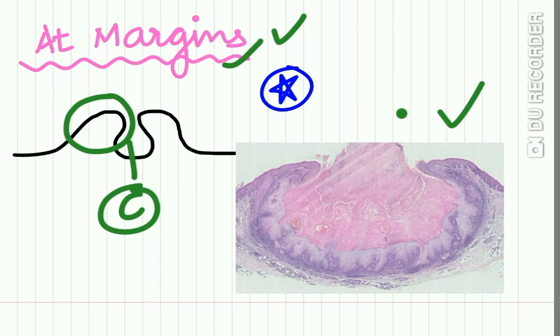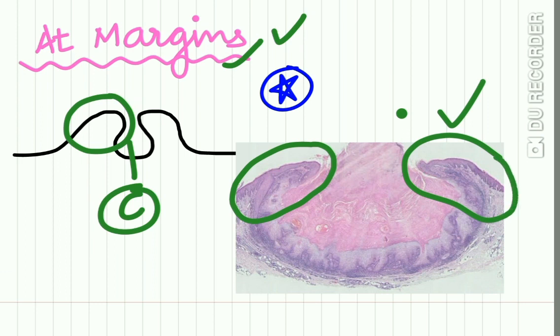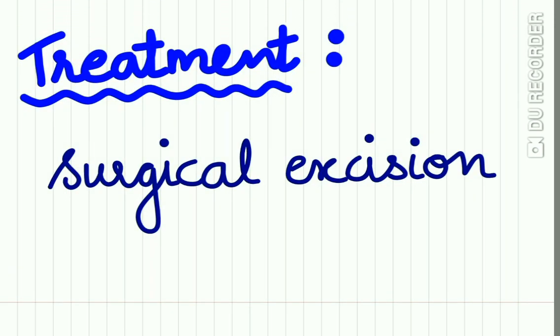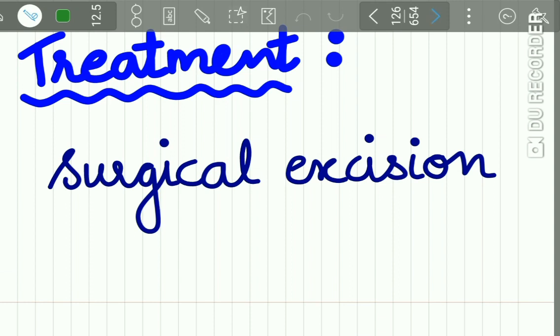So here you can see in this picture, at the margins of the lesion, the epithelium is elevated and this portion of the epithelium also shows acanthosis. And this is the central keratin filled core of the lesion. The treatment of the lesion is precise surgical excision.